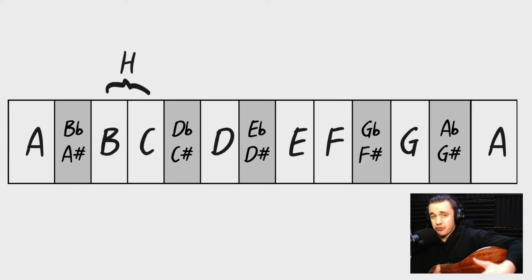And understand, whole steps and half steps can go forward in the alphabet, or they can go backwards. They can go down in the alphabet. So here you have a half step between B and C.